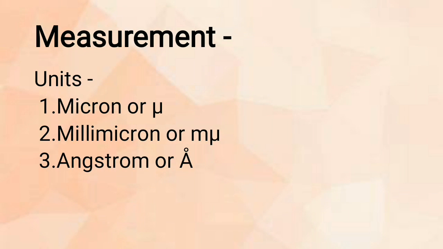Now, the question is, how could we measure cells? There are various measurements for different types of cells. Mostly, all cells are microscopic. The units used to measure cells are micron, millimicron, and angstrom. 1 micron equals 10 to the power minus 6 meter, 1 millimicron equals 10 to the power minus 9 meter, and 1 angstrom equals 10 to the power minus 10 meter.